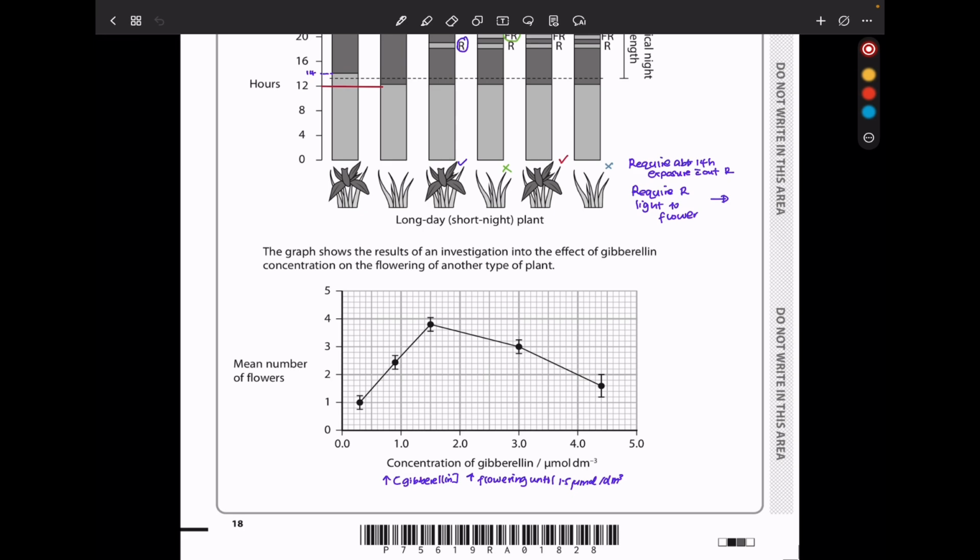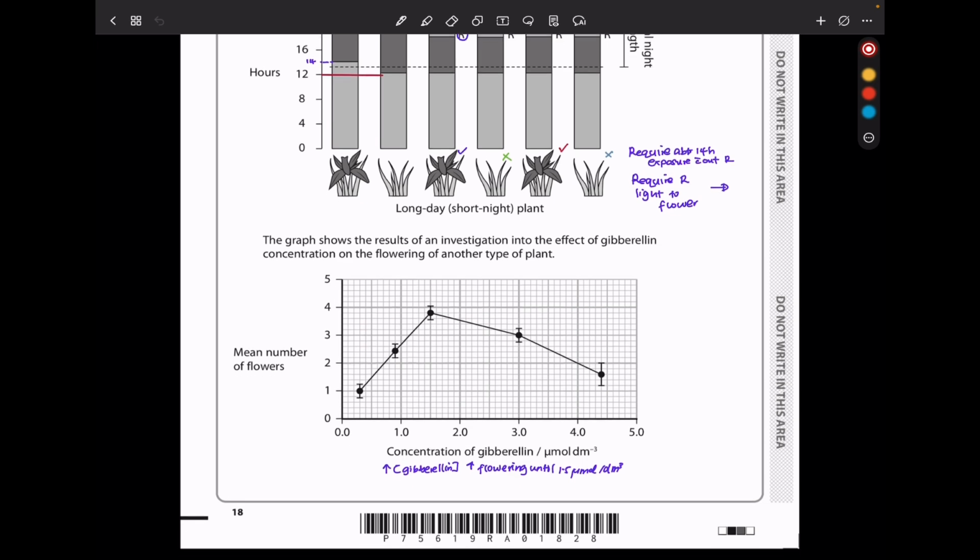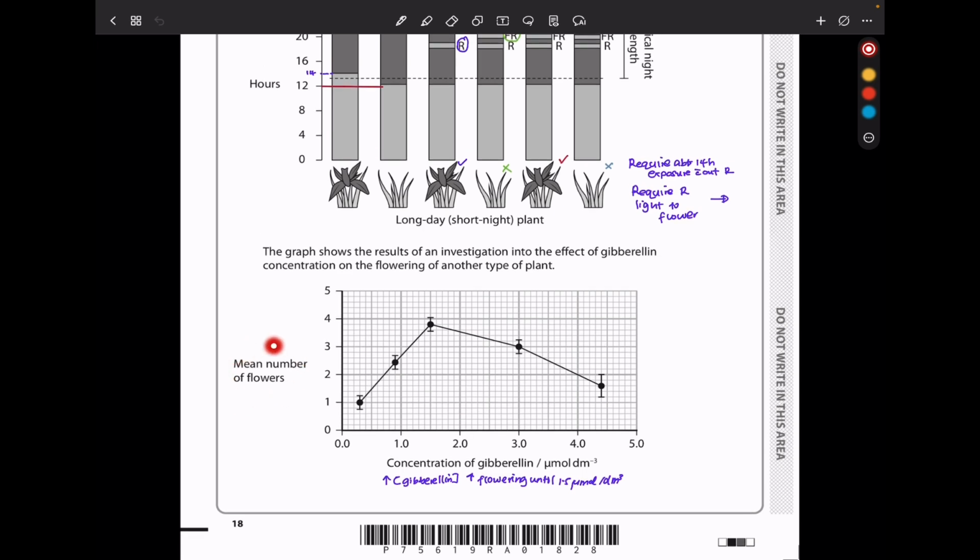And next they say the graph shows the results of an investigation into the effect of gibberellin concentration on the flowering of another type of plant. So here we can see the mean number of flowers on the vertical axis, and on the horizontal axis we see the concentration of gibberellin. As the gibberellin concentration increases, the mean number of flowers increases until about 1.5, and then we can see an increase in gibberellin concentration leads to a decrease in the mean number of flowers.